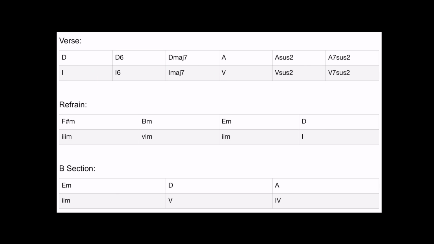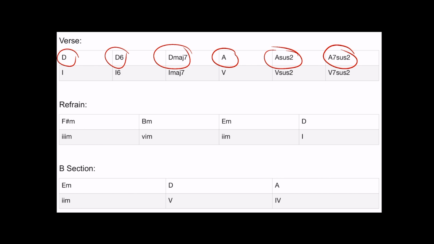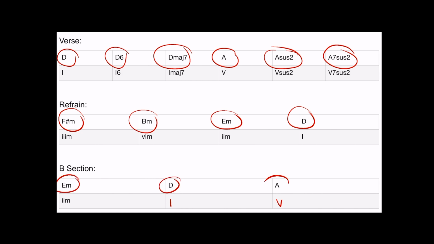Our verse chord progression starts on a D, we move to a D6, we've got a D major 7, an A sus 2, and then an A dominant 7 sus 2. All diatonic, and these would be the Roman numerals. All diatonic to D. With our refrain, we get to hear an F sharp minor, a B minor, an E minor, before going back to the D as the main resolution there. And then our B section gives us the E minor, D, and A.